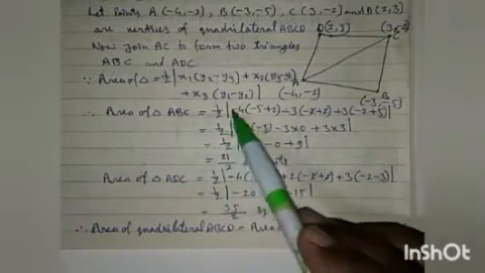Substituting these values, we have area of triangle ABC equal to half modulus of -4 into bracket -5 plus 2 minus 3 into -2 plus 2 plus 3 into -2 plus 5. Here -2 cancels out, 0. So it is equal to half modulus of -4 into -3 into 0 plus 3 into 3. So it is equal to 1/2 modulus of 12 minus 0 plus 9. 12 plus 9 is 21. So it is 21 divided by 2 square unit.